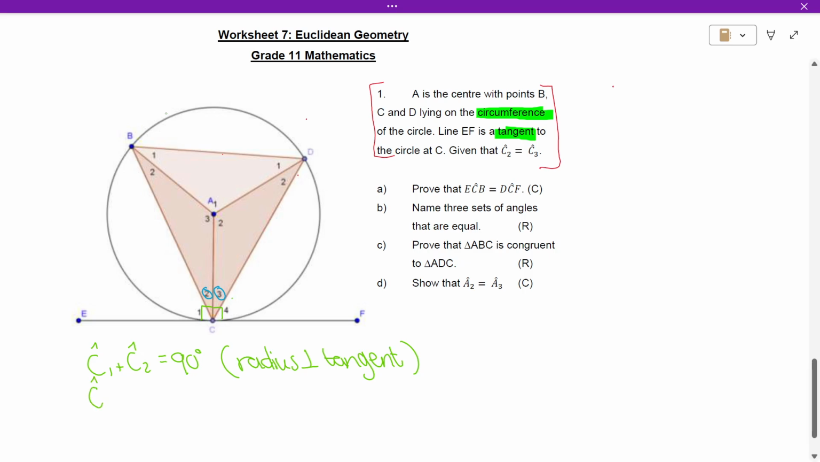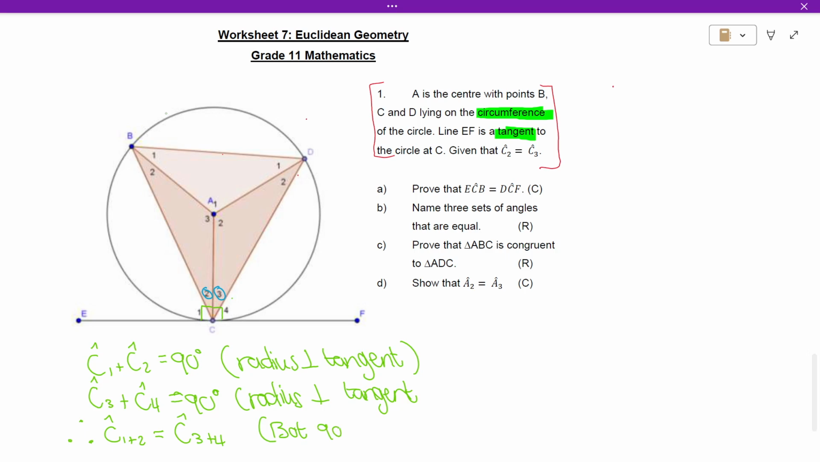And the next thing is the same. C3 plus C4 is equal to 90 degrees, and it's for the same reason, radius perpendicular to tangent. Great stuff. Exactly the same reason. So therefore, if this is true, then angle C1 plus C2, let's just shorthand it like that, is equal to angles C3 plus C4. Okay, and they're both 90 degrees. You can write that as your reason.